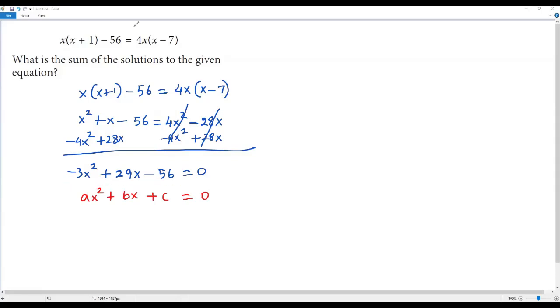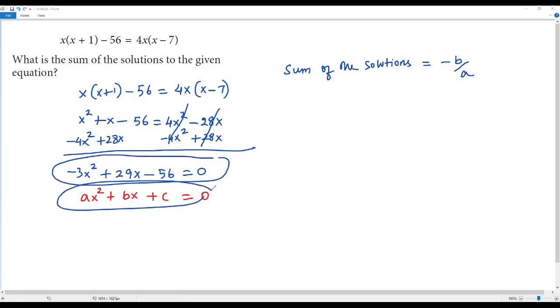And there is a formula to find the sum of the two solutions when a quadratic equation is written in standard form ax² + bx + c. Let me write the formula over here. The sum of the two solutions equals, the formula is −b over a. Now let's compare the given quadratic equation with ax² + bx + c to get the values of a, b and c.